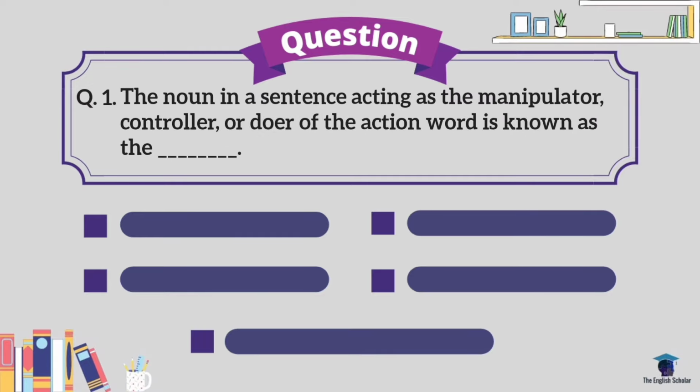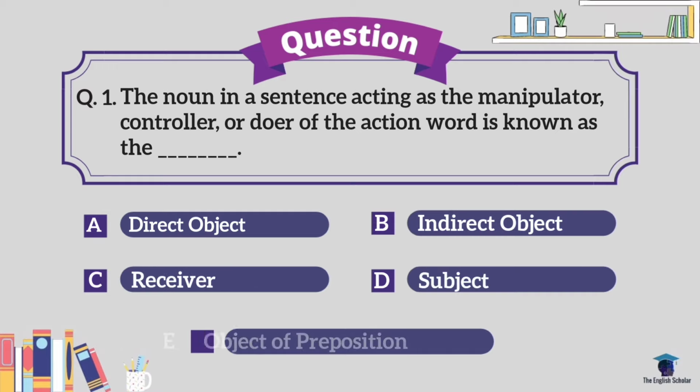1. The noun in a sentence acting as the manipulator, controller, or doer of the action word is known as the A. Direct object, B. Indirect object, C. Receiver, D. Subject, E. Object of preposition. Your 15 seconds starts now. Time is up. The correct answer is letter D. Subject.